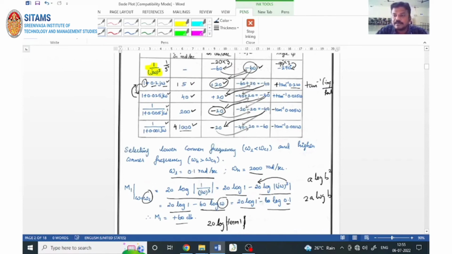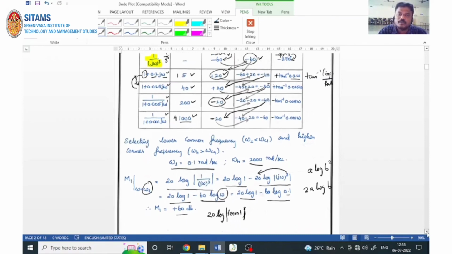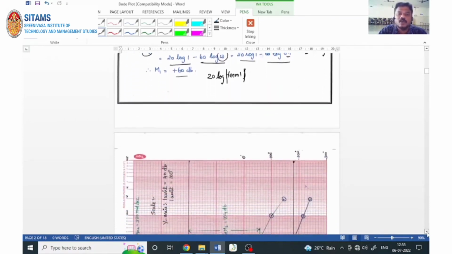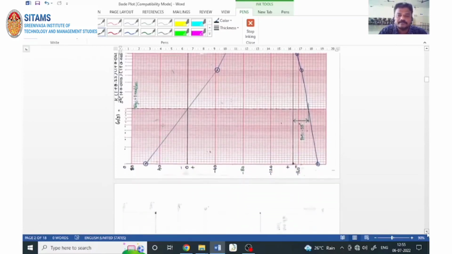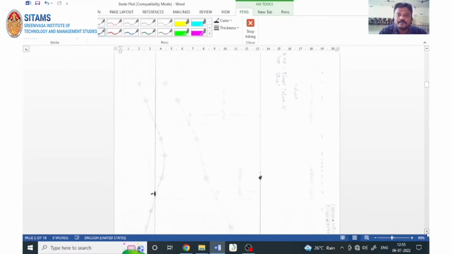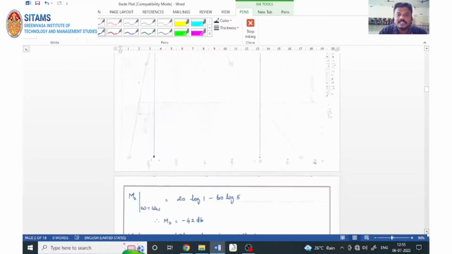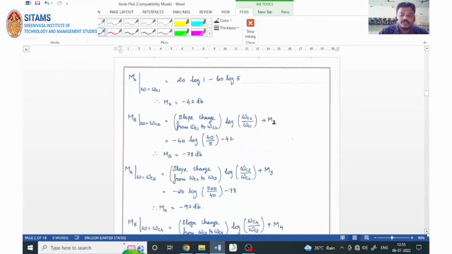Similarly for the second magnitude. The formula remains the same; the only change is the frequency. What is the second corner frequency? It is 5. So for that I am getting minus 42 dB. Using your calculator you can calculate. And from the third magnitude the formula is different.